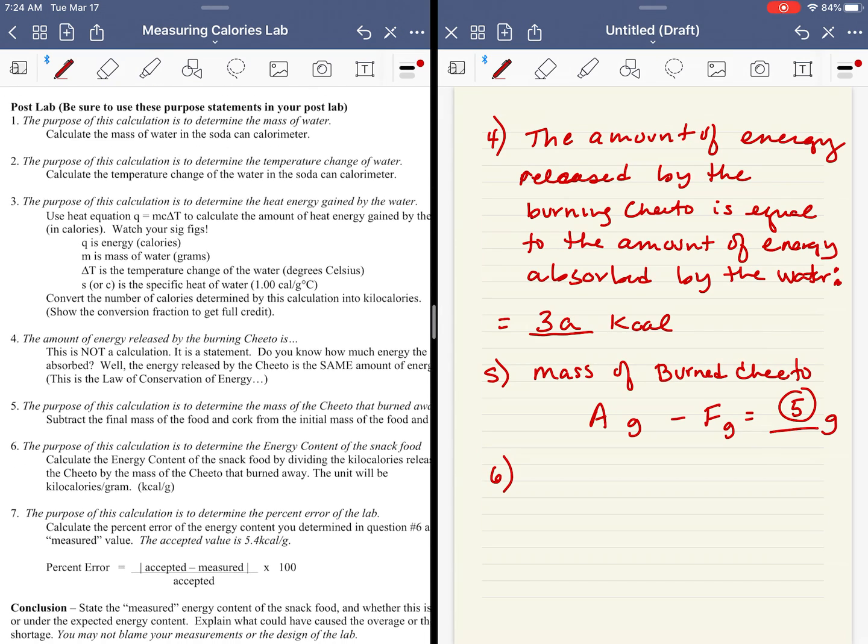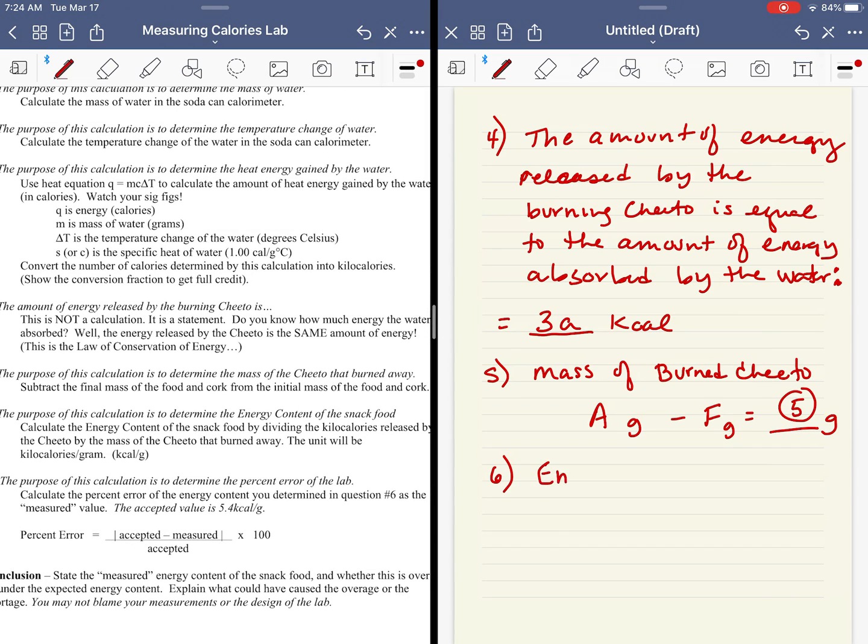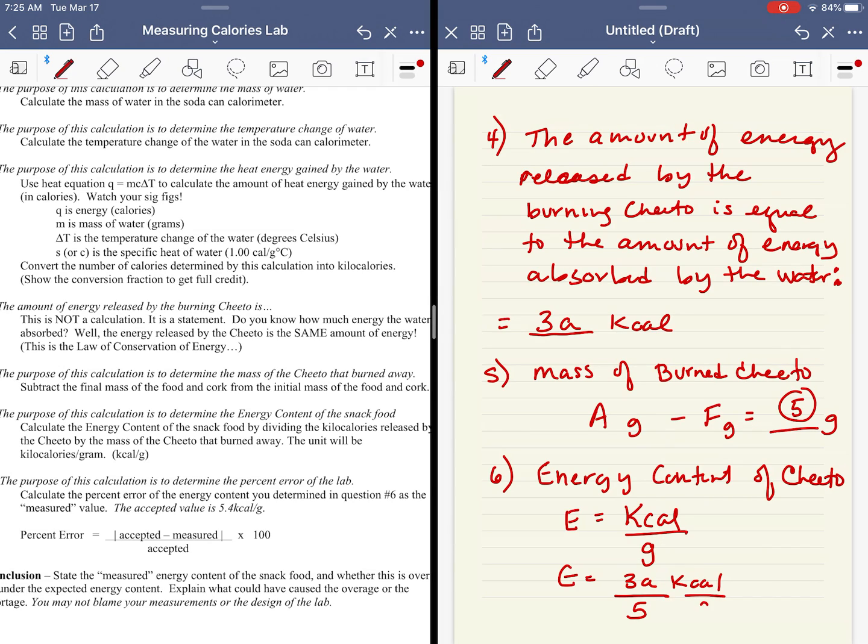And so moving on to question number 6, the energy content of the Cheeto is going to be equal to the kcals divided by the grams of the Cheeto burned. So energy is equal to whatever you got for 3A divided by whatever you got from number 5. That unit is going to be in kcals per gram. So you're going to substitute the numbers in that you got, and we're going to call this our answer to number 6.